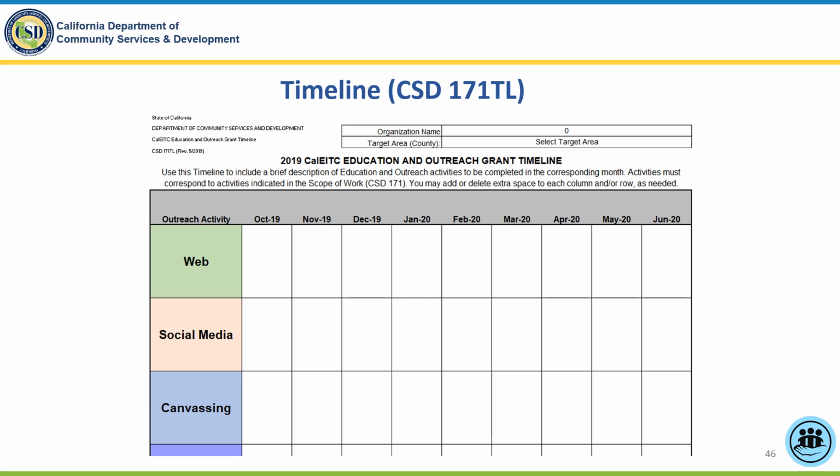Again, for example, under canvassing, an applicant that does not know how many interactions will take place yet could simply indicate when canvassing will take place in various zip codes. These examples are just to give applicants an idea of what we are looking for. CSD uses the timeline to monitor grantee activities to ensure the grantee remains on track to fully expend the contract amount. Applicants may expand rows of the timeline in order to allow more space for details.